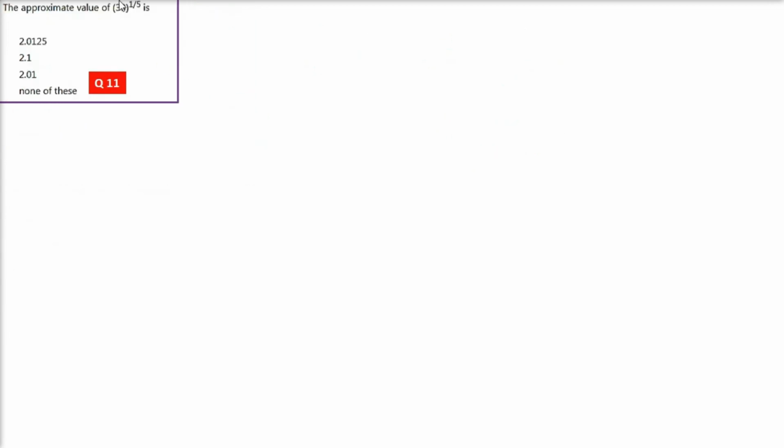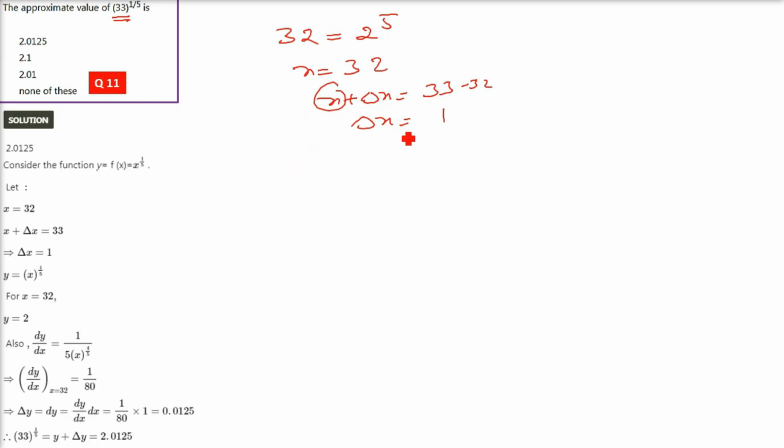The approximate value of 33 to the power 1 by 5, or 33 raised to 1 by 5, is. So these questions have already been dealt with by us, but let us solve it for the sake of completion. 32 is what? 2 to the power 5, and we have 1 to the power 5. So x has to be 32, delta x has to be 1, that is x plus delta x is 33, x goes here, 33 minus 32 is going to be 1, delta x is 1.